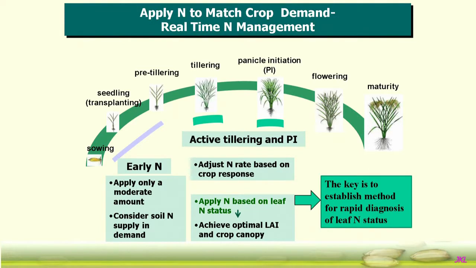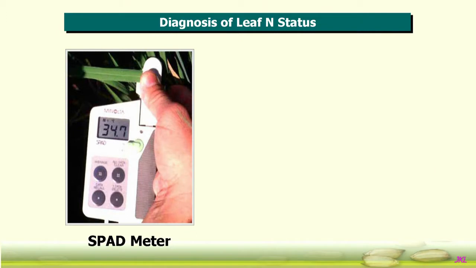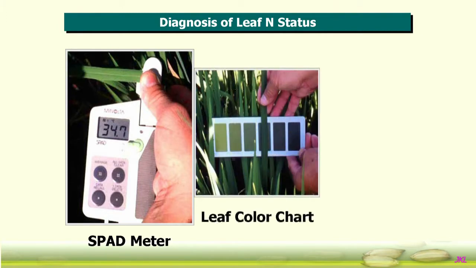The key is to establish a method for rapid diagnosis of leaf nitrogen status. Okay? How can you do that? And there are simple gadgets which researchers have been working on for the last many years. It started with a SPAD meter. It's a chlorophyll meter which measures chlorophyll. And chlorophyll is directly related to nitrogen concentration in the leaf. So that can tell you how much nitrogen the plant already has.